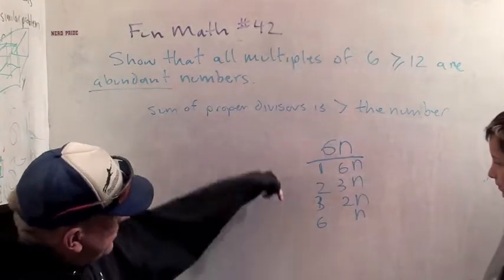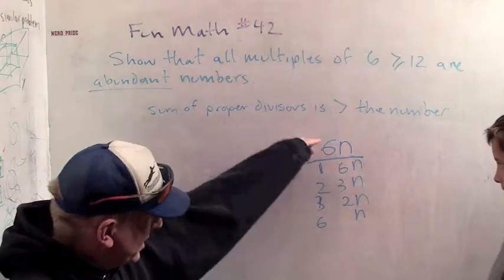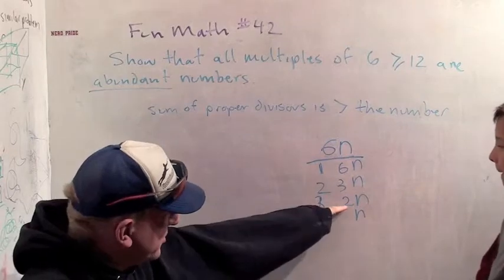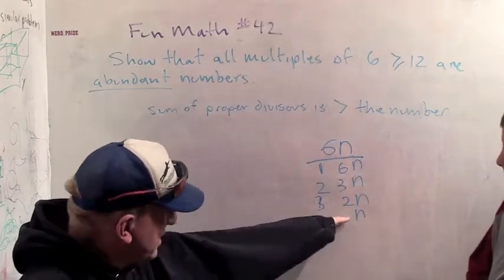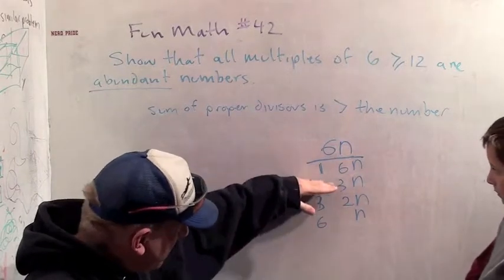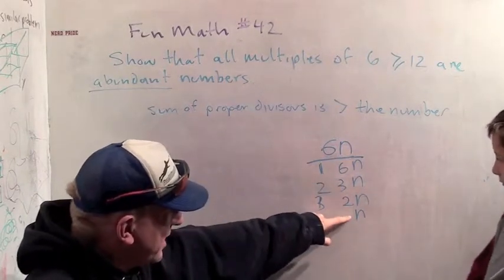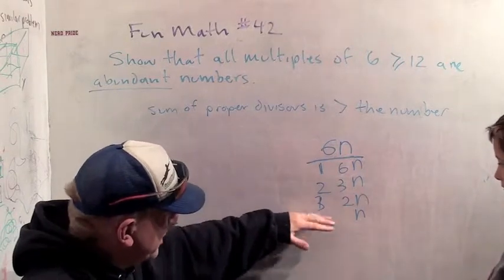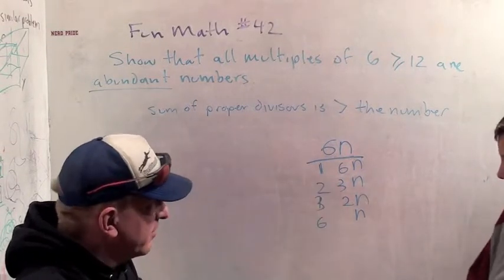So we just write down some of the divisors. 1 times 6n is 6n. 2 times 3n is 6n. 3 times 2n is 6n. And 6 times n is 6n. And now we just add up some of these divisors. 3n plus 2n plus n is already 6n. And then we add 1 plus 2 plus 3 plus 6, and we're bigger than 6n. So it looks like we're abundant.